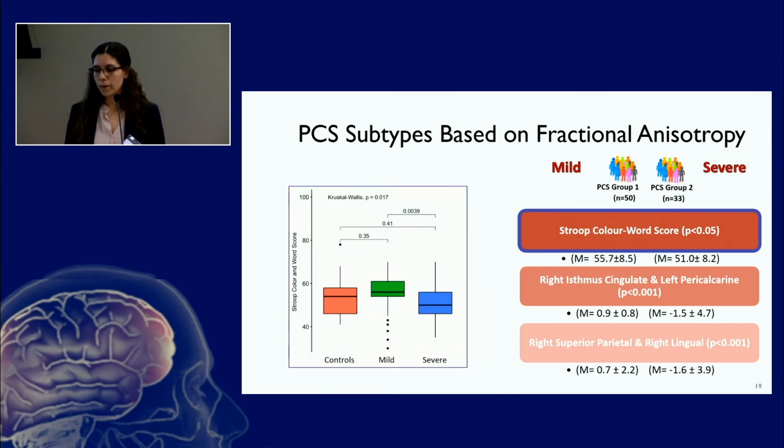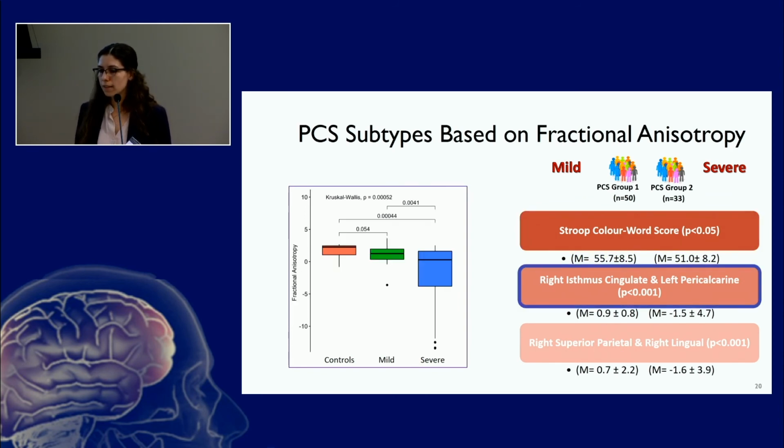If we were to compare this to the controls, you would see the severe group, well, the mean seems to be lower than the controls, but it's not significant. Maybe this task is not super sensitive to the tech, but it's still there. But if you were to look at the second one, you would see the severe group has significantly lower white matter integrity compared to the controls. But the mild group is almost the same as the controls.